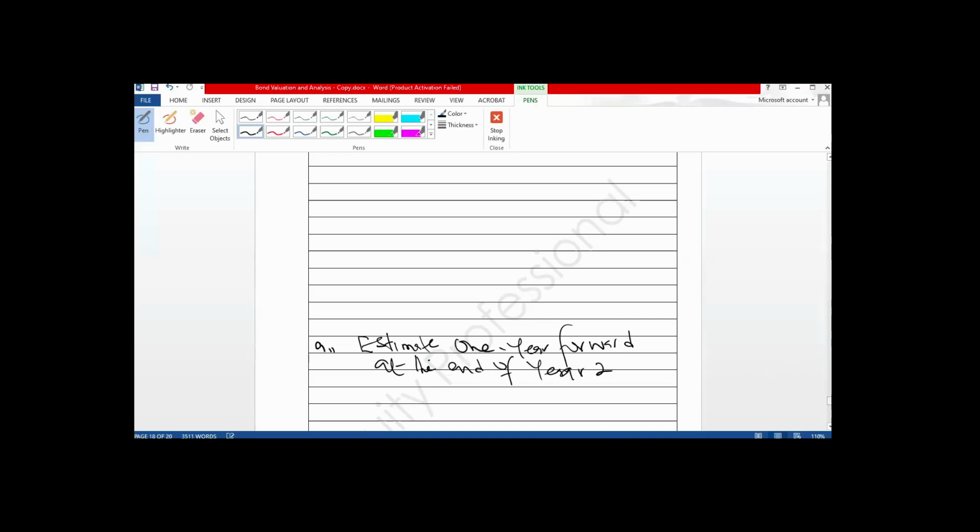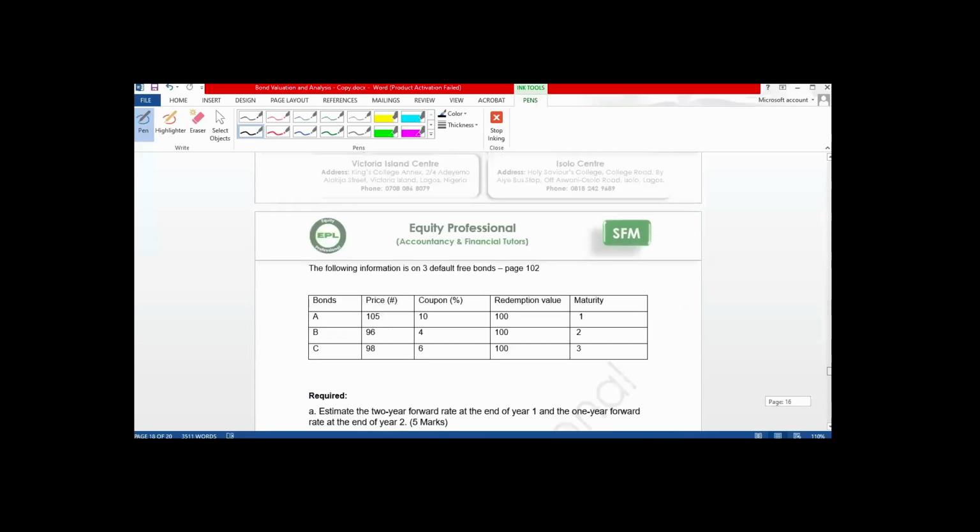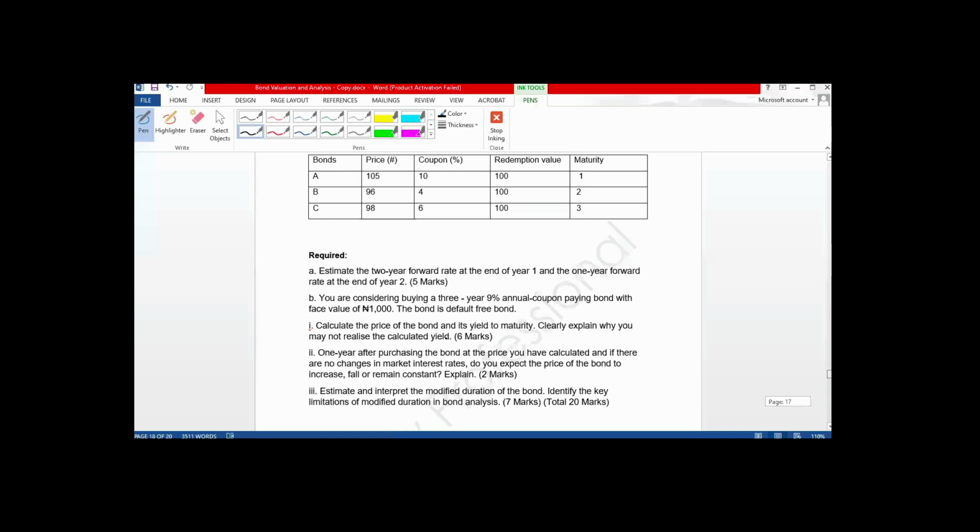2. Look at it. That requirement A, we have 2 in 1. Estimate 2 years forward rate at the end of year 1 and the 1 year forward rate at the end of year 2. I want to know the 1 year forward rate at the end of year 2. Year 2 is the commencement year. 1 year after year 2 will take me to how many years? Year 3, sir. The 3rd year. Thank you, sir.